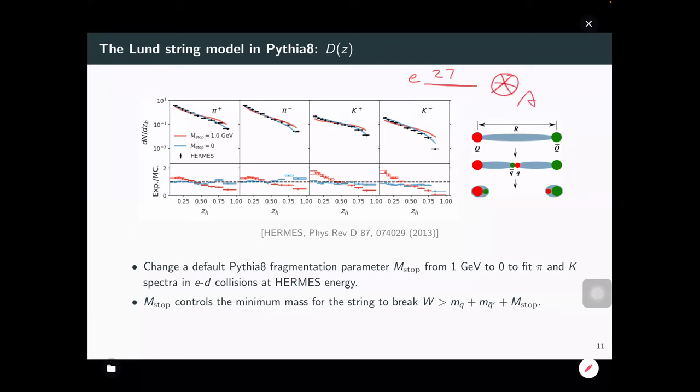And in this case, you can measure the pion production and kaon production in the forward side, and then define the fragmentation functions. And we find that we do need to retune some of the PYTHIA default parameters, especially the minimum mass for strings to break, to better accommodate the description of the pion and kaon fragmentation data. So this is for the one-dimensional fragmentation structure.